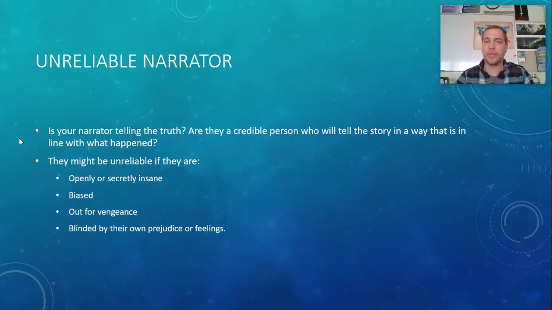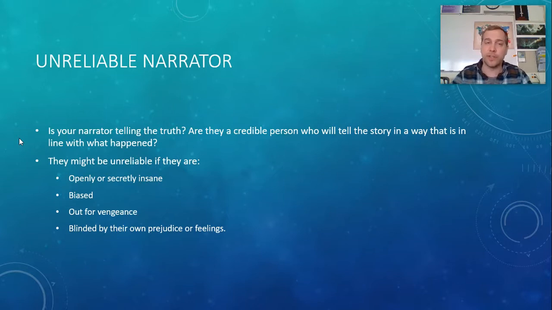And so you want to ask yourself, are they a credible person who's going to tell the story in a way that's in line with what actually happened? They might be unreliable if they are openly or secretly insane, if they're biased towards one thing or another, if they're out for vengeance somehow and they're trying to ruin somebody else by telling this story, or if they're just blinded by their own prejudice or feelings.